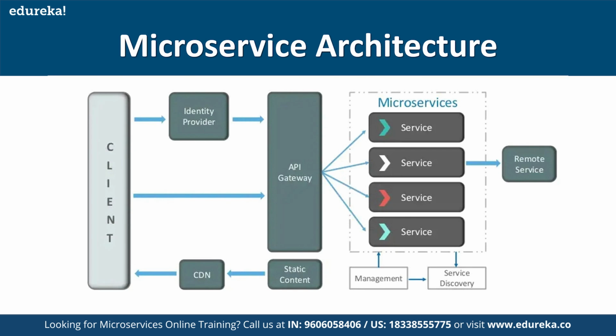Management, as you can see, balances services on nodes and identifies failures. Service discovery is a guide to find the route of communication between microservices. CDN, the content delivery network, is a distributed network of proxy servers and their data centers. The last one is the remote service, which enables remote access to information that resides on a network of IT devices. Now this is about the architecture.